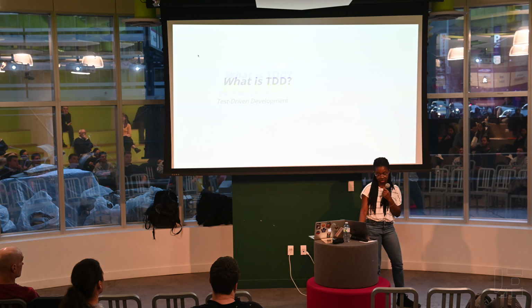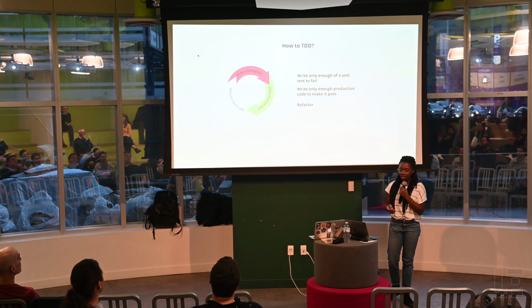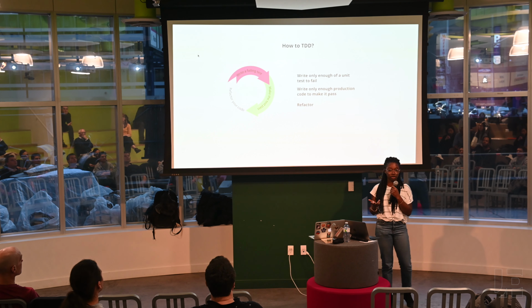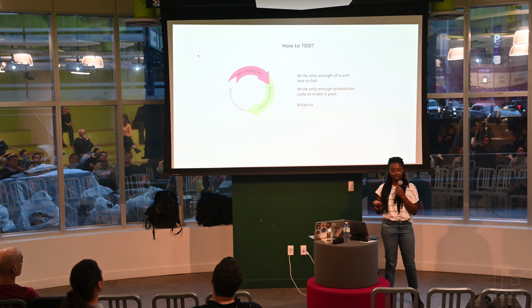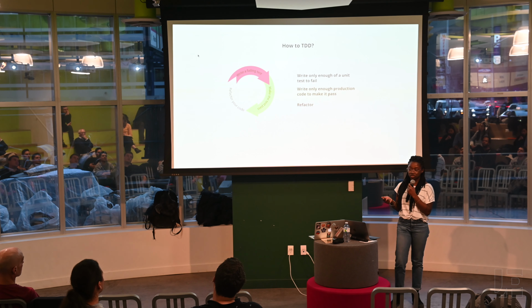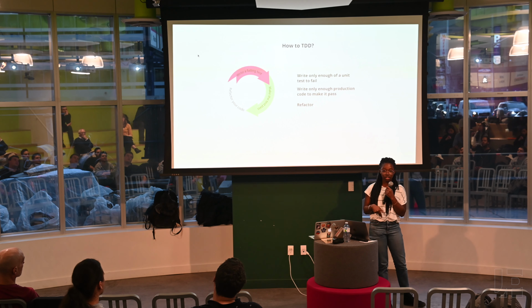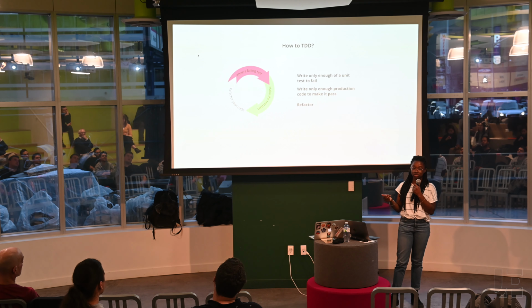So how do you do TDD, in case you didn't know what it was? TDD actually works on three very basic principles. You write a failing test, then you write code to make it pass, and then after that, you look for ways to refactor.